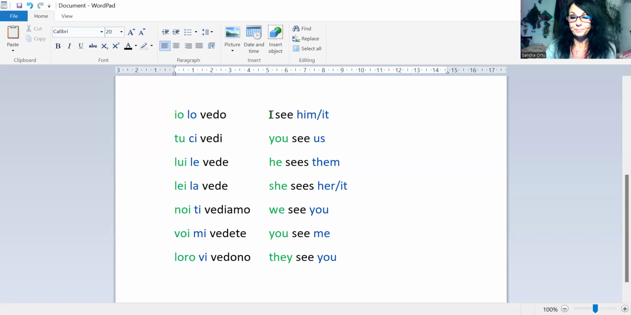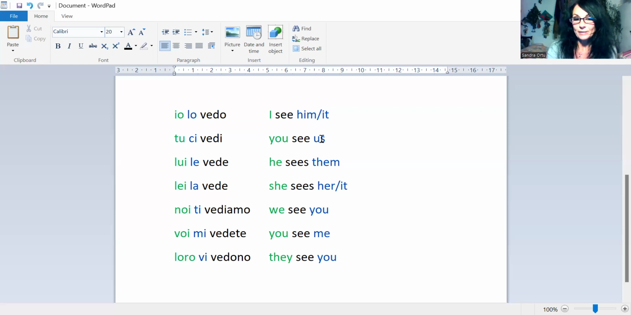Or let's say cat, we use the cat. Io vedo il gatto. Poor thing, it's an object. Or I see it. Masculine, singular. Exactly the same for the others. We have here tu ci vedi. So you as a subject, and in fact we have the verb vedi, which is conjugated according to tu. So you see. And then we have you see us.